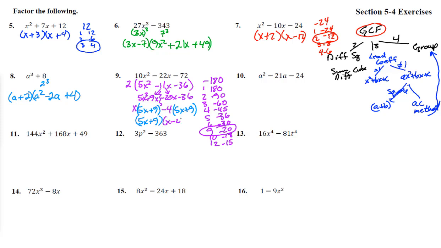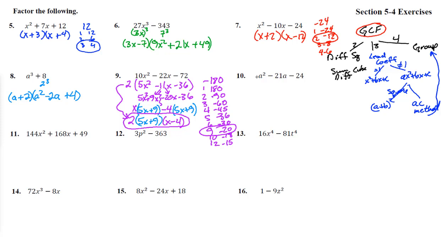x minus 4. And this 2 is still part of the whole program here. So 2 times 5x plus 9 times x minus 4, if you multiply all that out, you'll end up with 10x squared minus 22x minus 72. Wow, that was a big one.